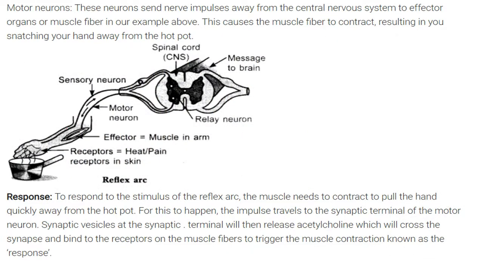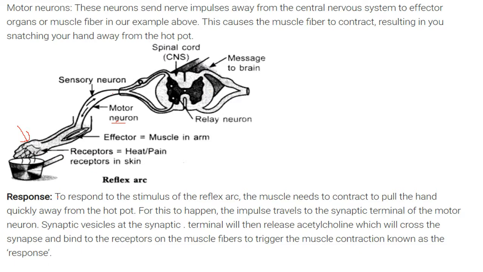Then the motor neurons, what do they do? These motor neurons send nerve impulses away from the central nervous system to effector organs, or muscle fibers in this example. This causes the muscle fiber to contract, resulting in you snatching your hand away from the hot pot. This is the whole reflex arc.